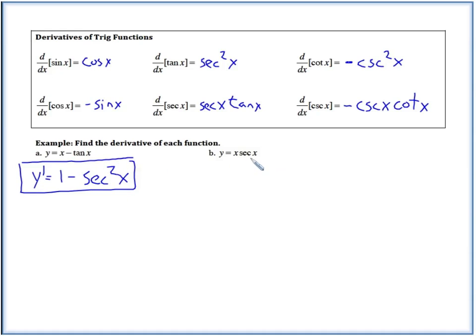Our next one, we have x times secant x. And this right here is two functions being multiplied together. So we actually have the product rule happening here. So we have f of x is x, and its derivative is 1. We also have g of x is secant x, and its derivative is, well, we just learned it right up here, secant tangent.